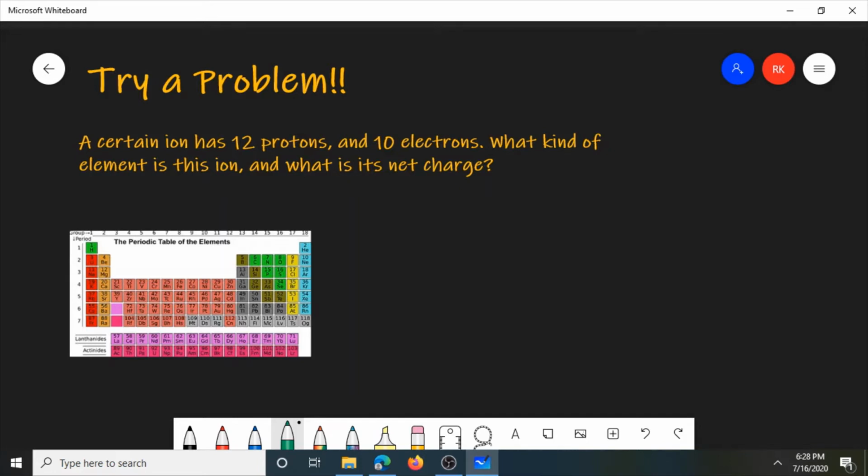The number of protons in an atom decides what type of element it is. The number of protons is equal to the atomic number. So we can see that 12 here is Mg. Mg is magnesium. Since there are 12 protons and 10 electrons, we subtract 10 from 12 to get a net positive charge, a net charge of 2 plus. So this is written as the chemical symbol of magnesium, Mg, 2 plus.